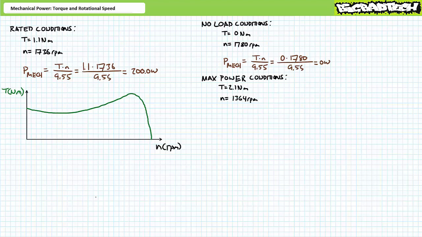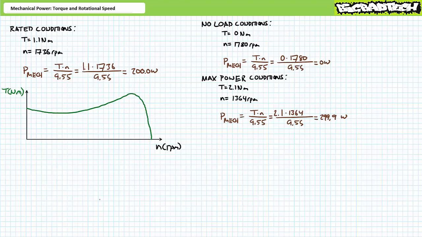Consider the same motor at maximum power conditions, an occasion in which torque and speed form a maximum power product. Let's say at the motor maximum power point, the motor turns 1364 RPM and exerts 2.1 newton meters of torque. Substituting our given torque and rotational speed values into the mechanical power formula demonstrates the motor is exerting roughly 300 watts. This is 1.5 times in excess of the motor's rated condition of 200 watts.